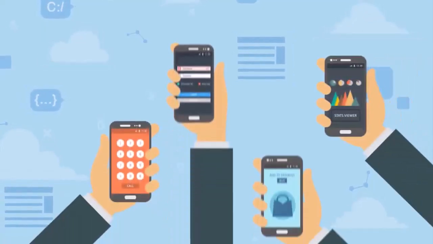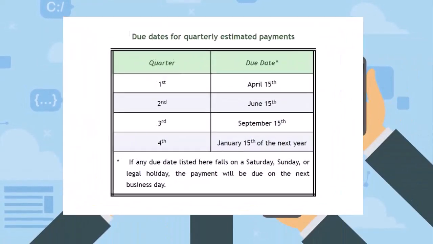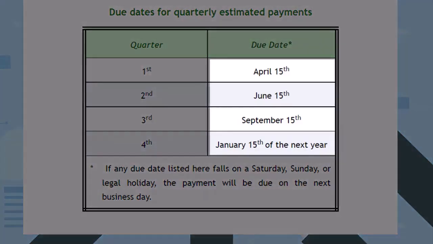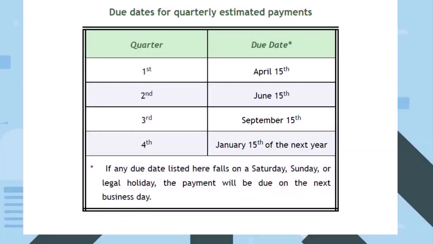You are typically required to make estimated payments as 4 quarterly payments, each equal to 25% of the required annual payment. Estimated tax payments are generally due on April 15th, June 15th, September 15th of the current calendar year, and January 15th of the following year. If the due date falls on a weekend or federal holiday, payment will be due the next business day.